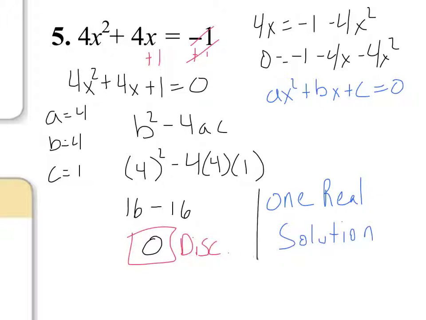One thing to keep in mind, we are finding the number of solutions. We are not solving. This is not the value of x in our quadratic equation. This is simply the discriminant. This number simply tells us how many solutions, how many real solutions we have.